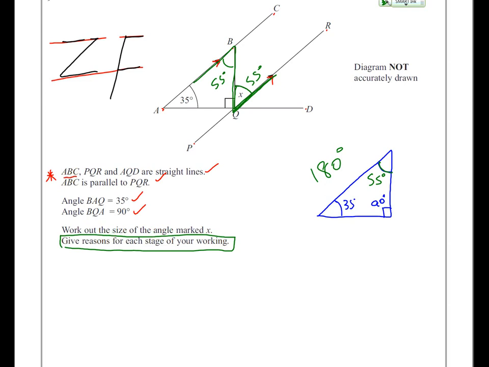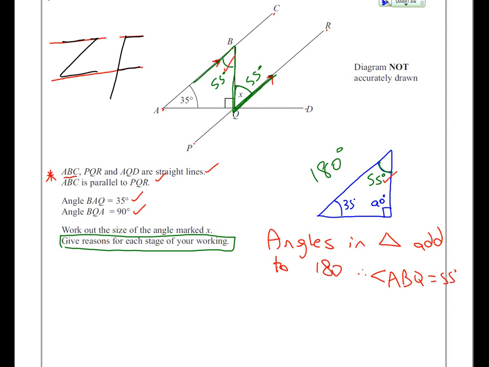Okay, so let's go back through what we did and give reasons. First thing we did was angles in a triangle add to 180, and this 3 dots means therefore. It's a short way of writing that, or so, or implies that. It's just shorthand. Therefore, angle ABQ equals 55. That's how we knew this answer and this answer.